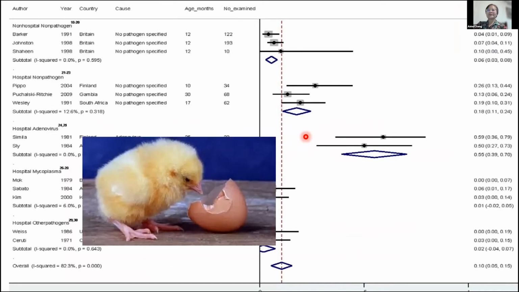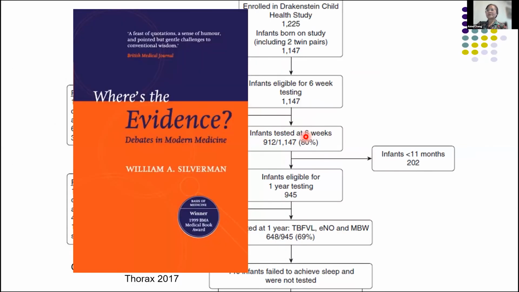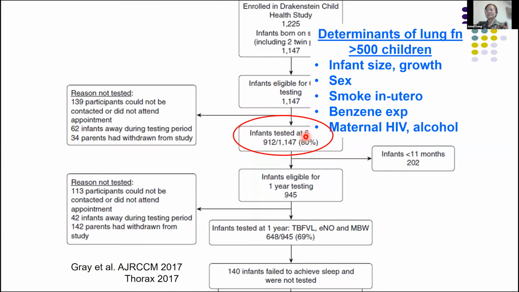When I first started doing research on this sort of stuff, they said you can't change anything. Why do you even bother? They were born with small lungs, and therefore they're more likely to get lung disease and pneumonia. So where's the evidence? So this is Heather Zar's Drakenstein cohort study. Diane Gray was the first author in this paper. They looked at lung function determinants in more than 500 kids. So they were tested at birth, and you can see there the things that affected the lung function.